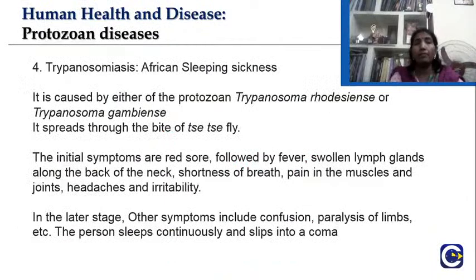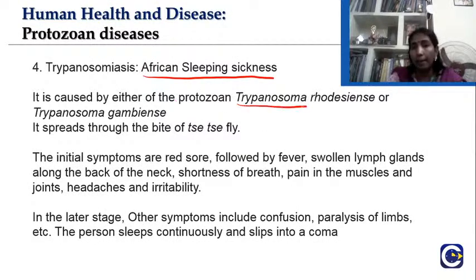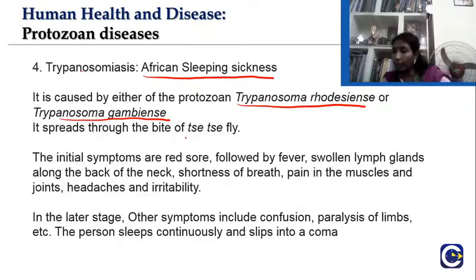Then we have trypanosomiasis, which many of them answered in the beginning, the African sleeping sickness, which is caused by Trypanosoma rhodesiense or Trypanosoma gambiense. So trypanosomiasis means African sleeping sickness, caused by Trypanosoma gambiense. What is the bite due to? I hope you're able to understand, Kavya.